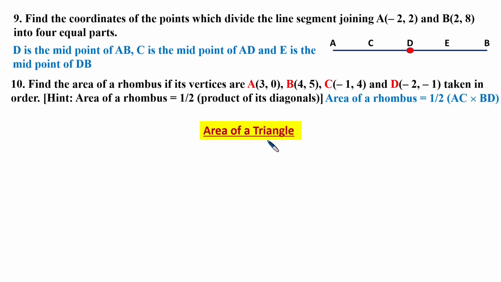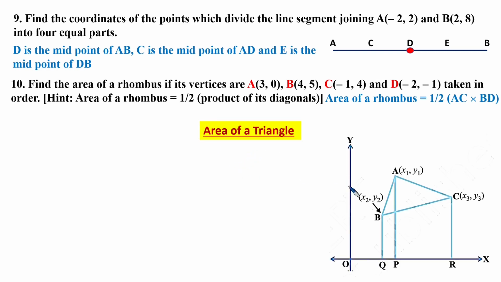Now area of a triangle, given you 3 coordinates A, B, C. So how do you find it? Suppose this is A, this is B, this is C. These 3 coordinates are given: x1, y1, x2, y2, and x3, y3. It is very simple. You find the area of this whole region and subtract this region, so you get the area of the triangle. So how do you do it? You find the area of this trapezium, that is ABQP plus APRC, this trapezium, and minus BQRC.